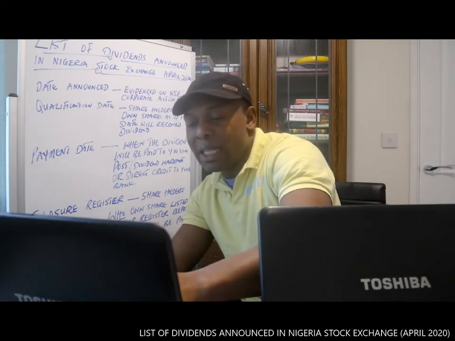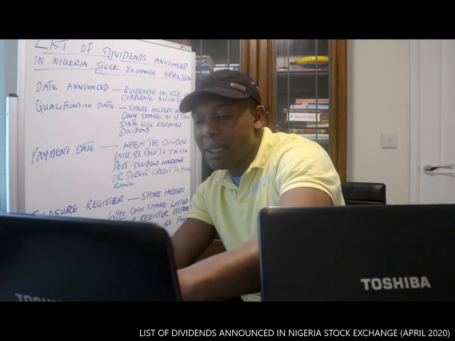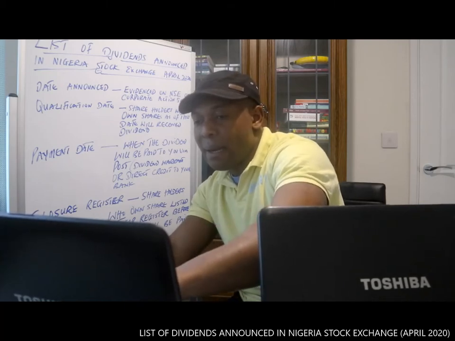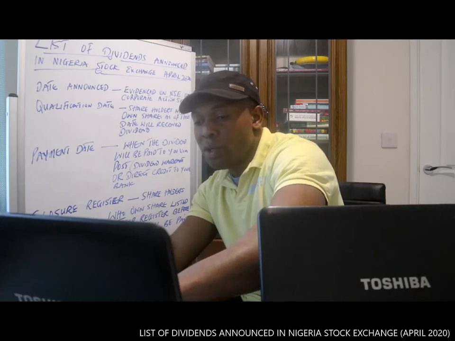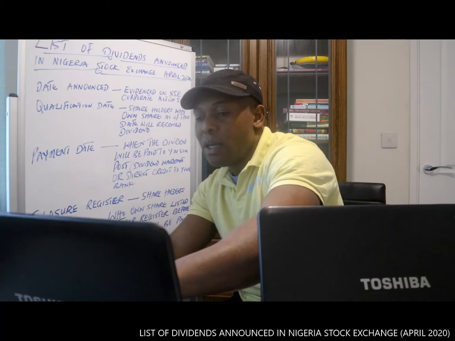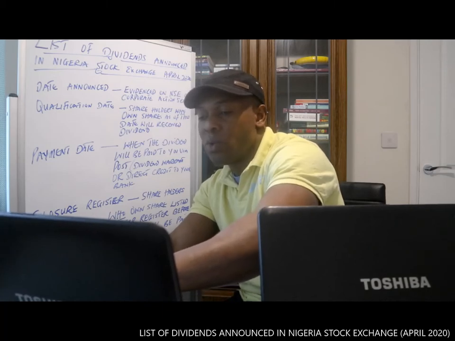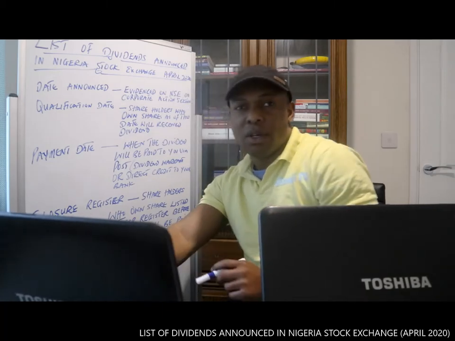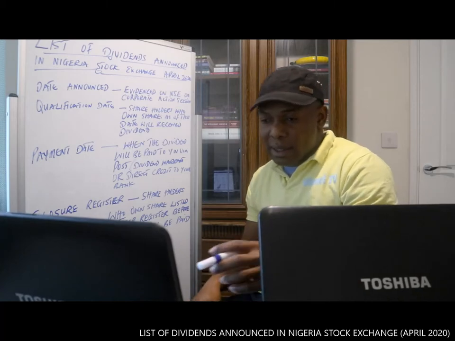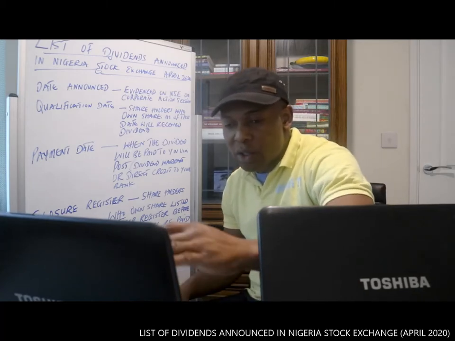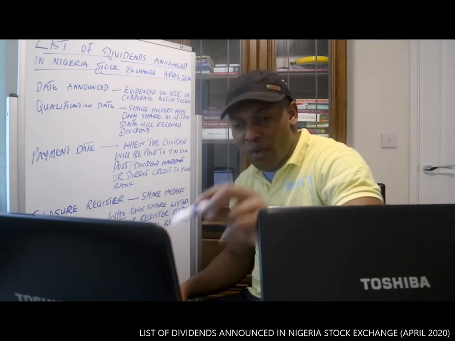So closure of register is 13th May. The payment is 13th May. The payment is 4th June. Annual general meeting is 28th May. Then the closure is 12th May. So these are the things you need to think about. Go to the Nigerian Stock Exchange website, you find this information.